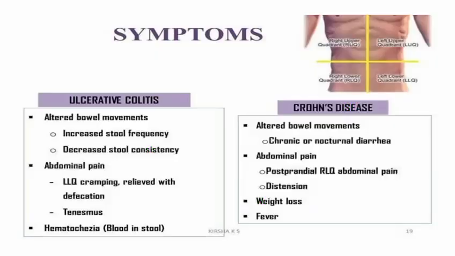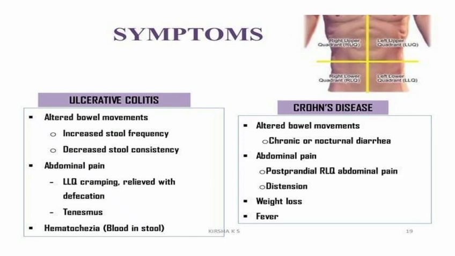Next one is Crohn's disease. Crohn's disease also has altered bowel movements, mostly chronic or nocturnal diarrhea. Abdominal pain is also postprandial, often in the right lower quadrant, with abdominal distension. Moreover, it has chronic diarrhea. It may also show weight loss and fever.